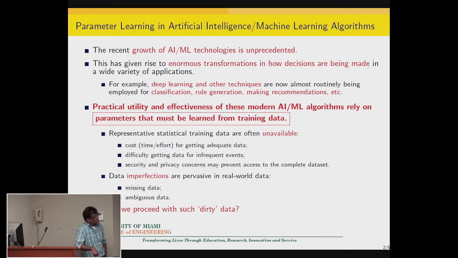Another thing is that data imperfections are pervasive in real world data, although you may not realize this, because the data sets that are available to you are already cleaned, or sometimes you are only given the clean data. So in true data sets you have missing data and ambiguous data and things like that. So the question is, how do we proceed with such dirty data and actually extract information?